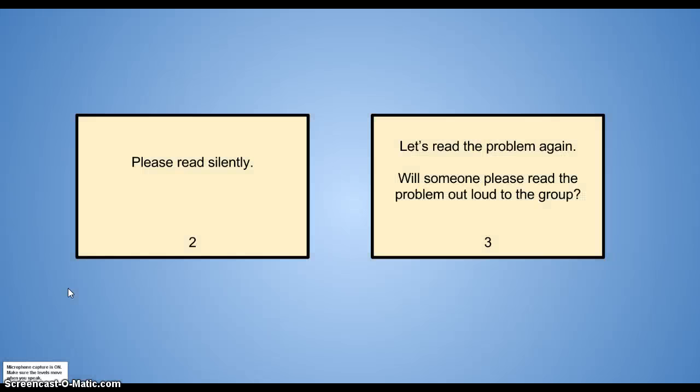The second card says, please read silently. And then the third card says, let's read the problem again. Will someone please read the problem out loud to the group? And again, the cards rotate to each member of the group, so everybody's getting a chance to lead the group.